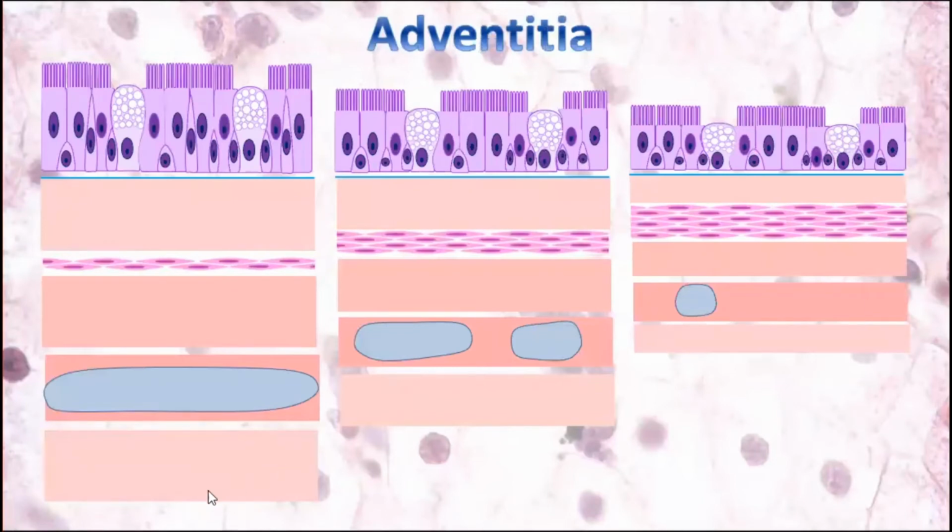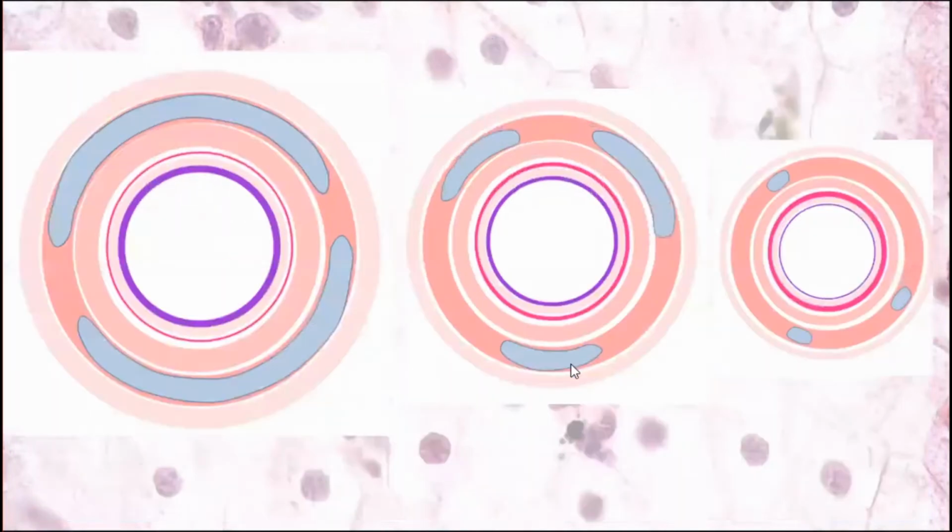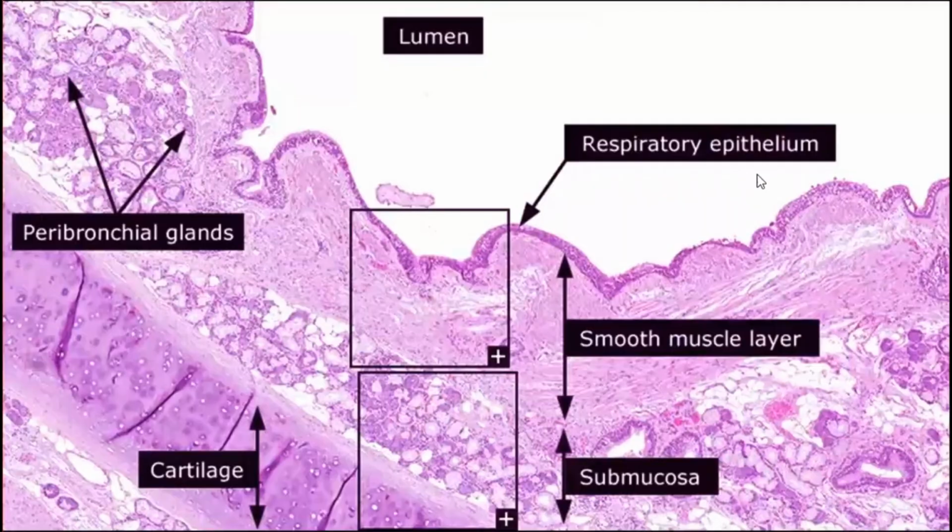Next layer is Adventitia. Here we can see it. It's the outermost layer, and also we can see here gradual decrease in thickness. So Adventitia is thinner in the small bronchi. So here we can see that all layers have gradual decrease in their thickness, except Muscularis mucosa. Muscularis mucosa increases in thickness in small bronchi. So it's one exception, but this exception has very big clinical significance.